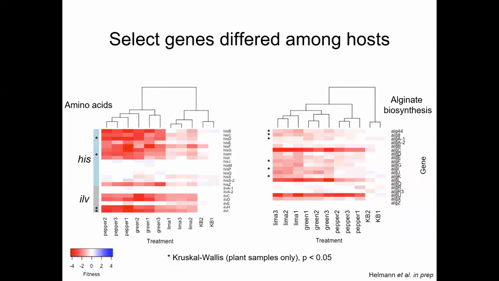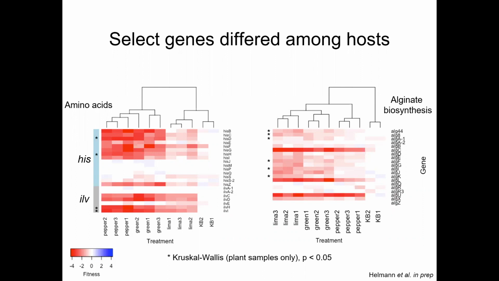With that in mind, there were genes that, while they were important in all the plants tested, significantly differed in fitness between hosts. For example, there are certain amino acids, including histidine and the branched-chain amino acids, that were more important in pepper and in green bean than in lima bean. This suggests that these amino acids are potentially more available in lima bean.